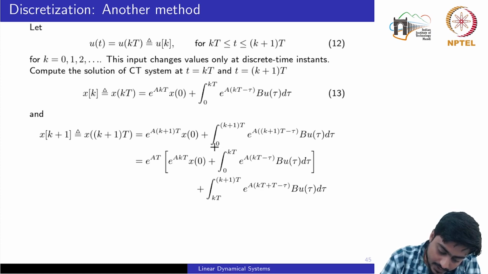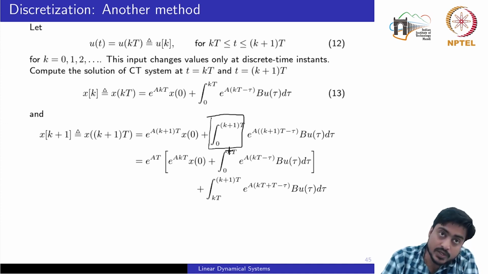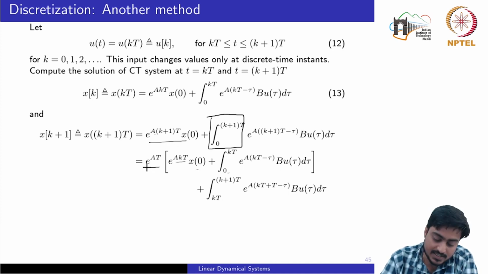So first of all, I break this integral into two parts: this integral from 0 to kT, which is this one, and from kT to (k+1)T. Now from the broken integral from 0 to kT, I take this matrix exponential as common, e to the power AkT, because if I take e to the power At common, the only remaining part is this one into x naught plus this part. I can take it outside the integral since this is a constant for this integral, because I am integrating over tau. And the other broken integral from kT to (k+1)T remains as it is.